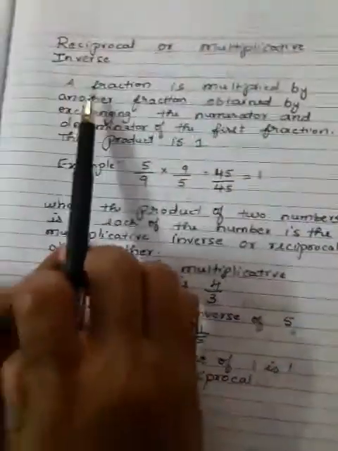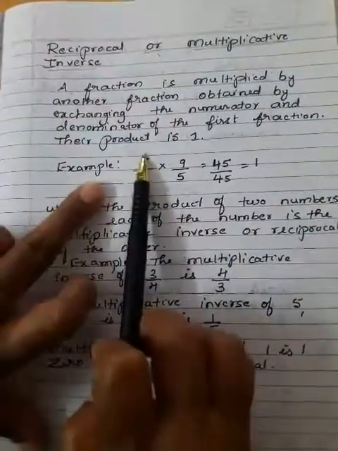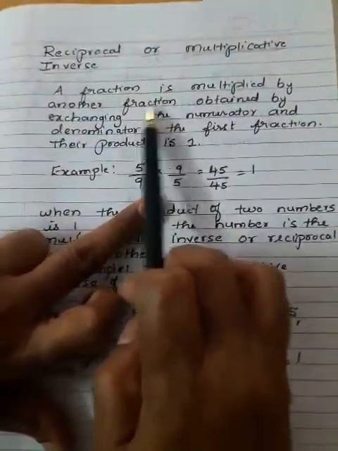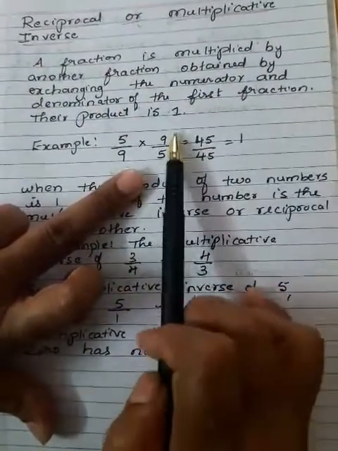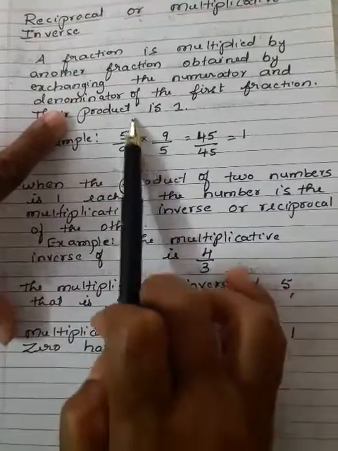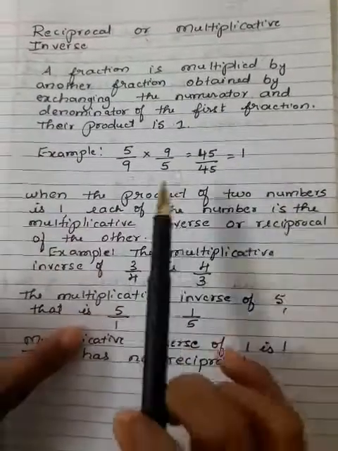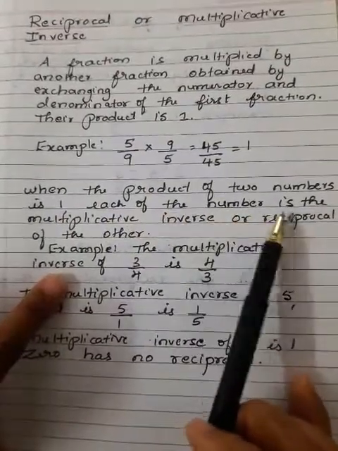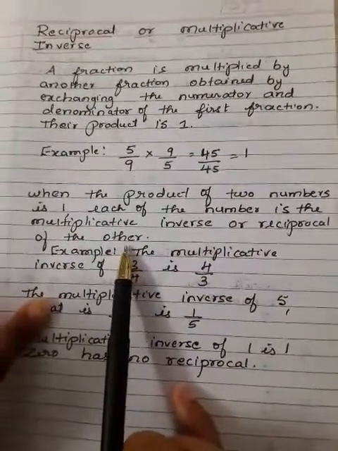Understood students? Here see what is given. A fraction is multiplied by another fraction, which is, for example here, 9 upon 5. It is obtained by exchanging the numerator and denominator of the first fraction, and then their product is 1, correct? So when the product of two numbers is 1, each of the numbers is the multiplicative inverse or reciprocal of the other. You understood students what is reciprocal?